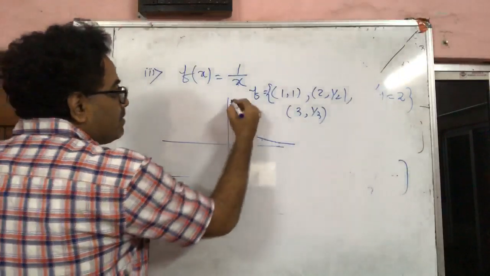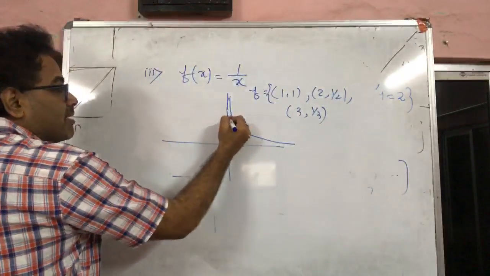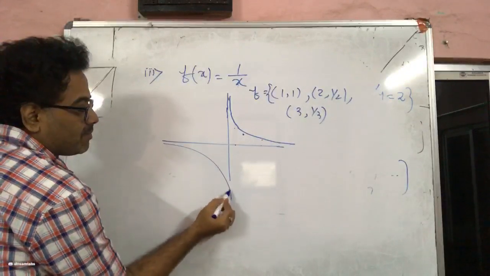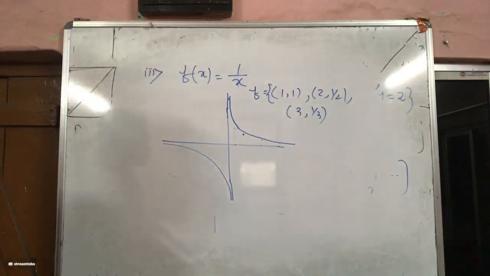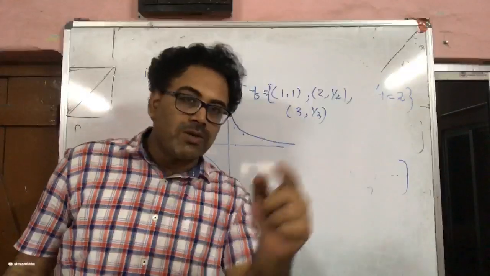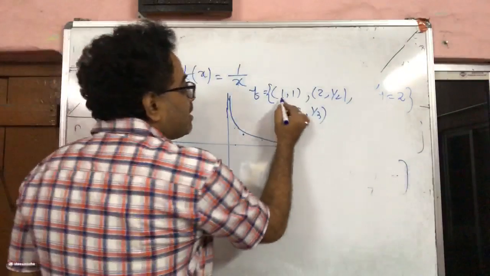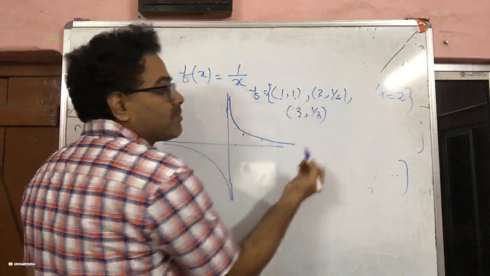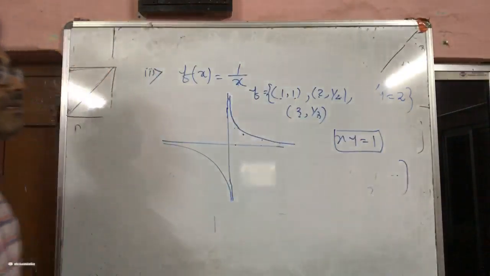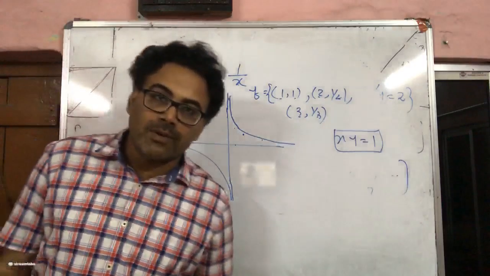And for the negative part also, it's not going to touch the x-axis and y-axis. And for some negative values, the graph will be like this. We have done this graph in class 9-10, Boyle's law. Pressure into volume equal to constant, PV equal to constant. Just like here, x into y is 1, x into y is 1. So here xy equal to 1 is called a hyperbola. It's called a rectangular hyperbola.